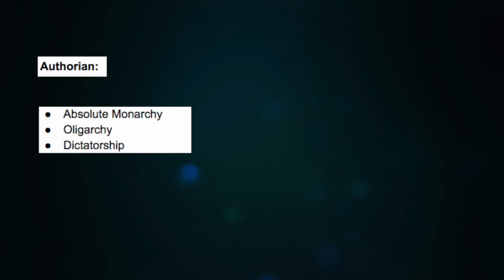The first one I will go over is authoritarian government. This government has 4 segments: absolute monarchy, oligarchy, dictatorship, and totalitarian. Authoritarian has the root word authority, meaning the right to exercise power, which is exactly what this government does. They are a strong central power that has limited political freedoms.